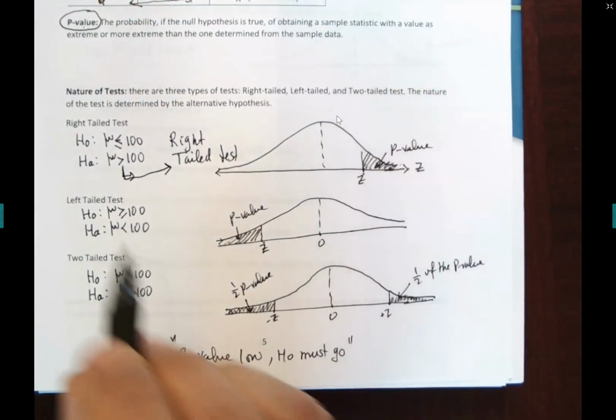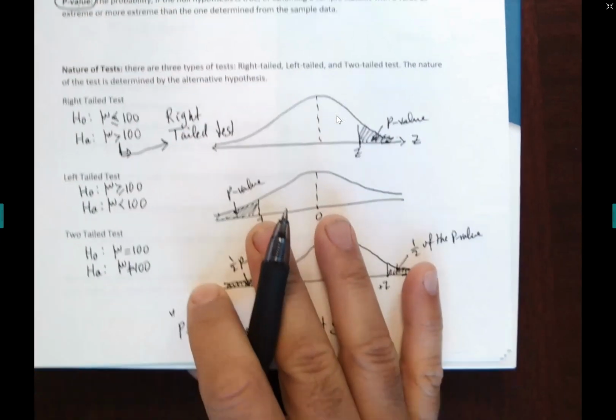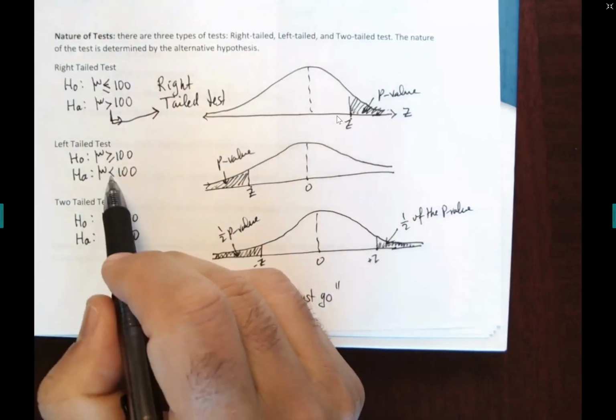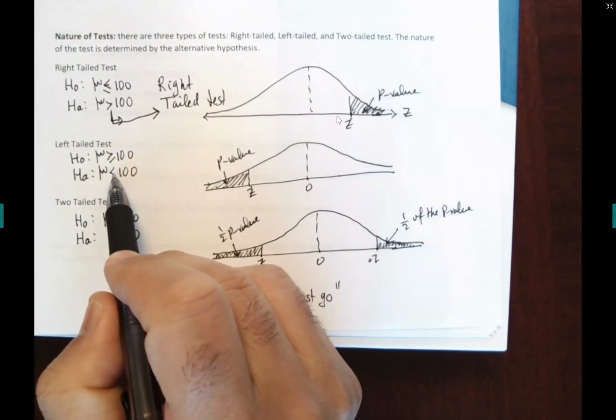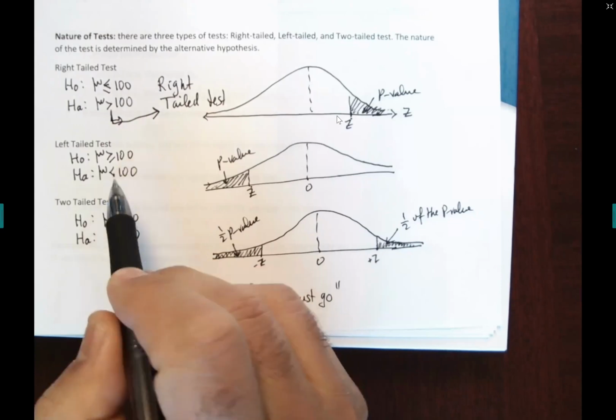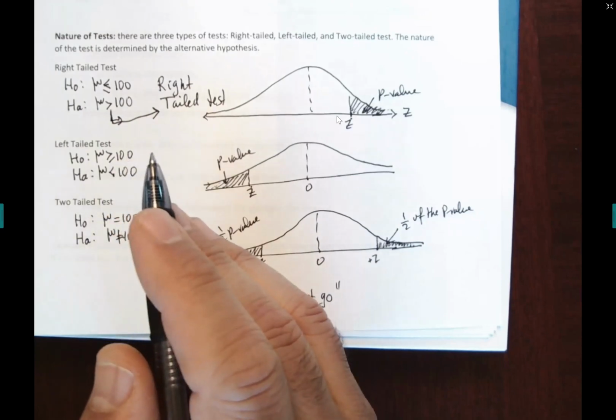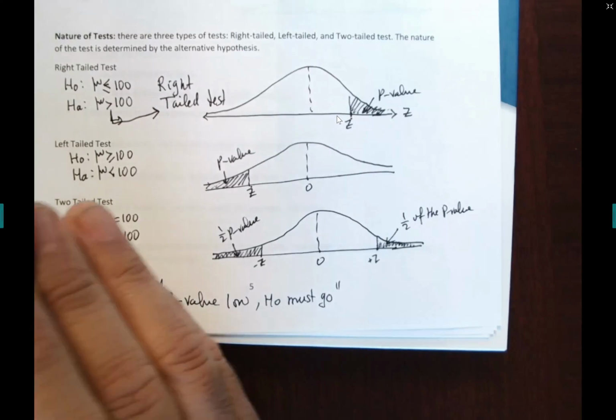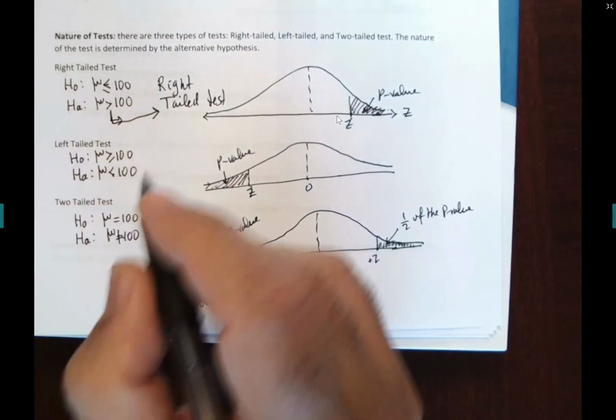Now, what is a left tail test? Watch, this is a left tail test when the alternative hypothesis has a less than sign. Less than 100, if I want to go less than 100, I'm going toward the left on the number line. So this is called the left tail test.